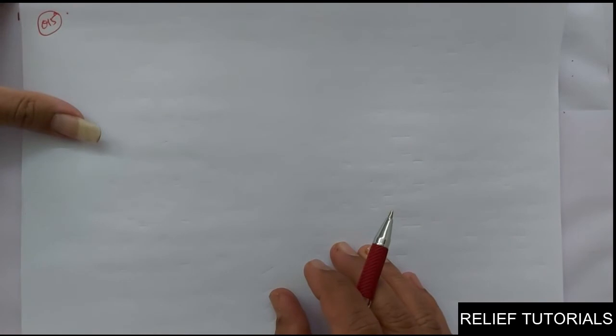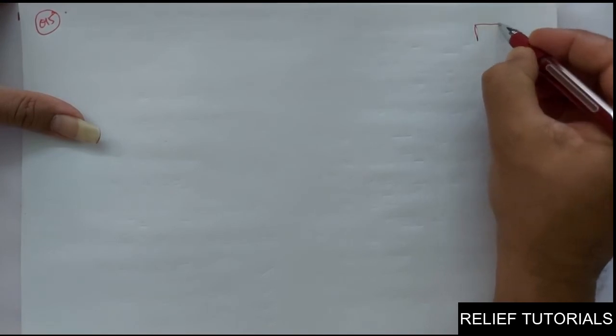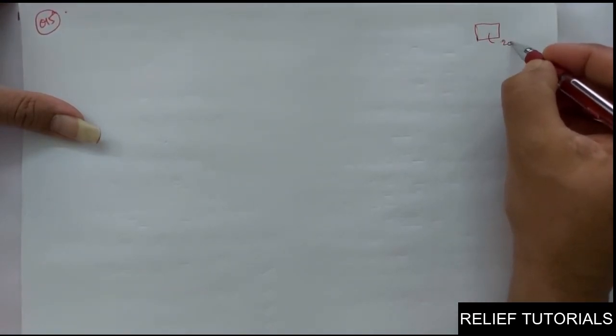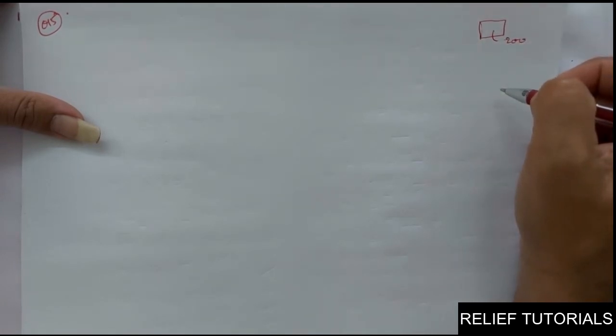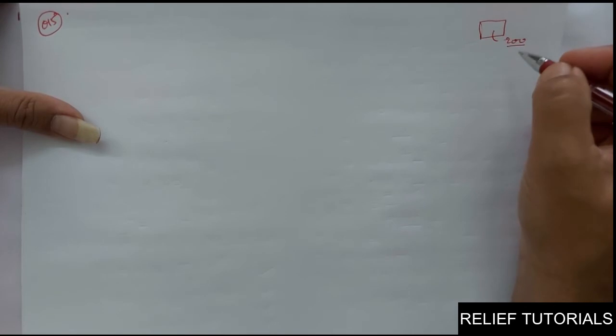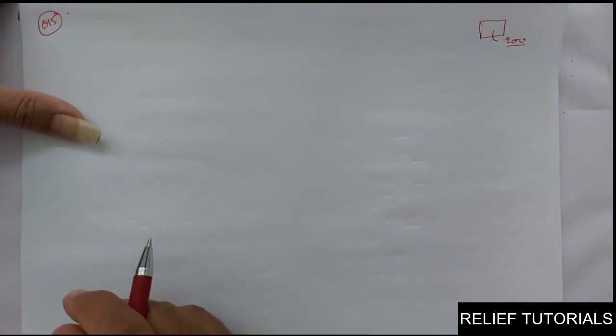Clear. So here, if you look at the problem, you will understand that in a construction contract, there is a specified time limit to complete a project. Okay, this has to be completed in 200 days. And if he is not able to complete the project in 200 days, then after that he has to pay a penalty.